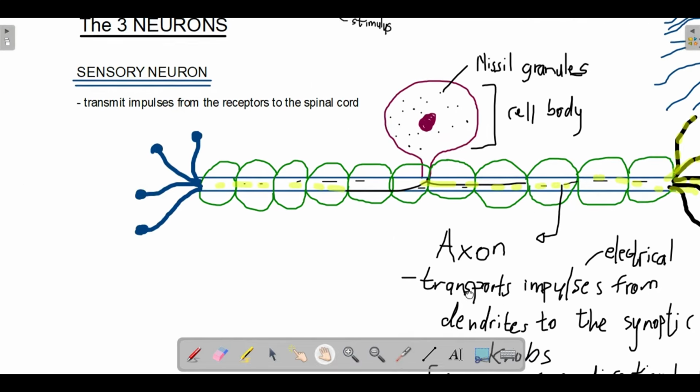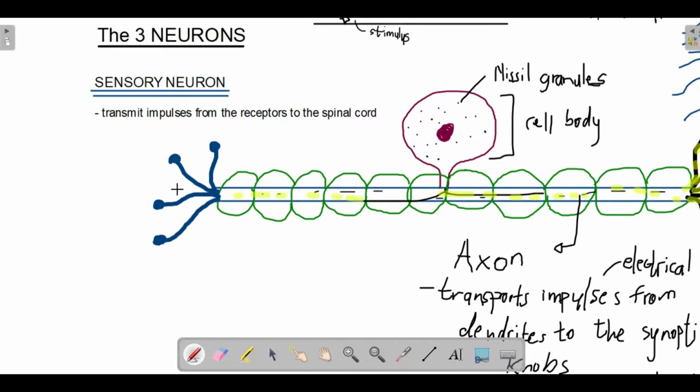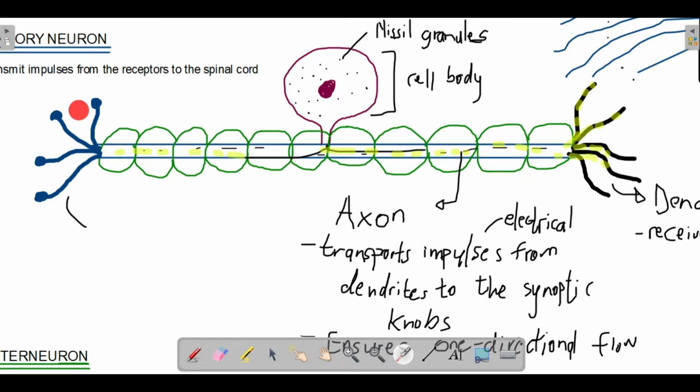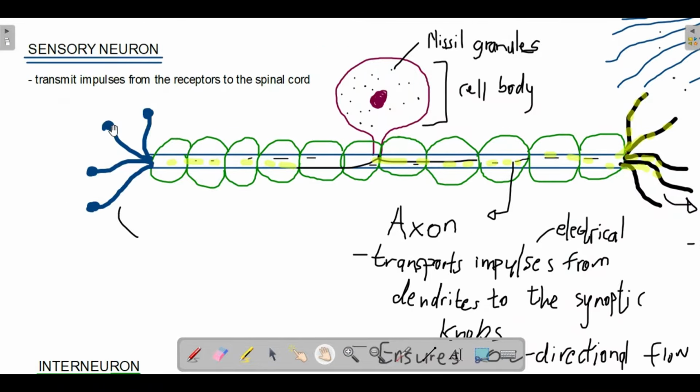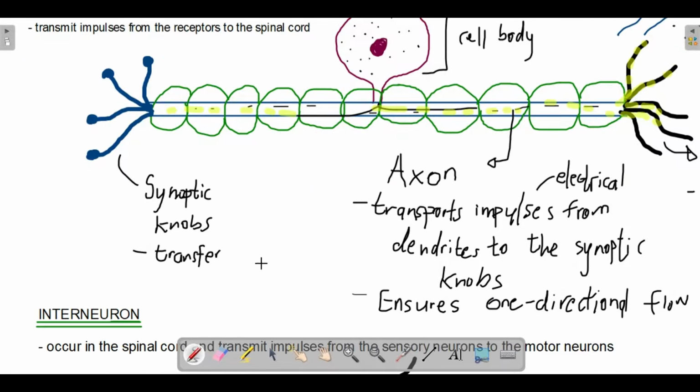At the other end, this is where you are going to find these synaptic knobs. So be able to differentiate between that structure and that structure. Dendrites do not have circular endings or knobs. As you can see here, this structure has those circular endings. So this is your synaptic knobs.